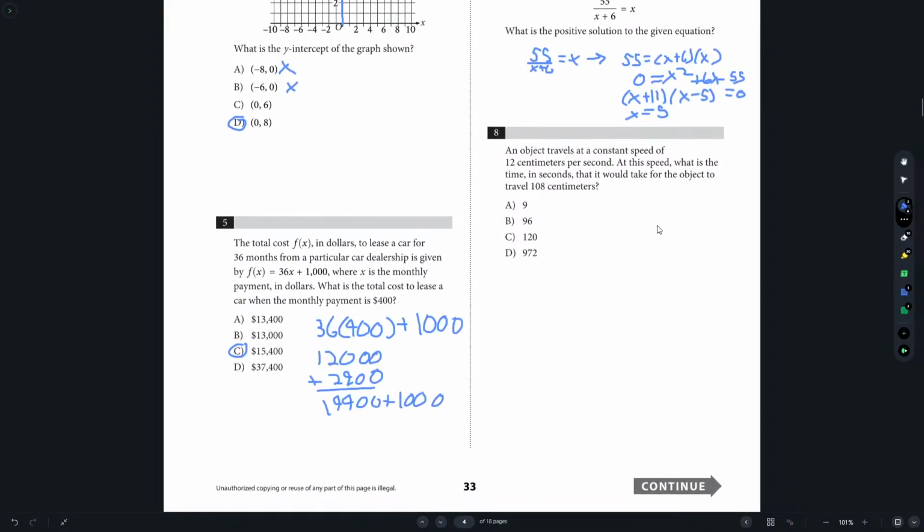An object travels at a constant speed of 12 centimeters per second. At this speed, what is the time in seconds that it would take for the object to travel 108 centimeters? So 108 is the total distance, and we divide that by 12, and this is about 9.